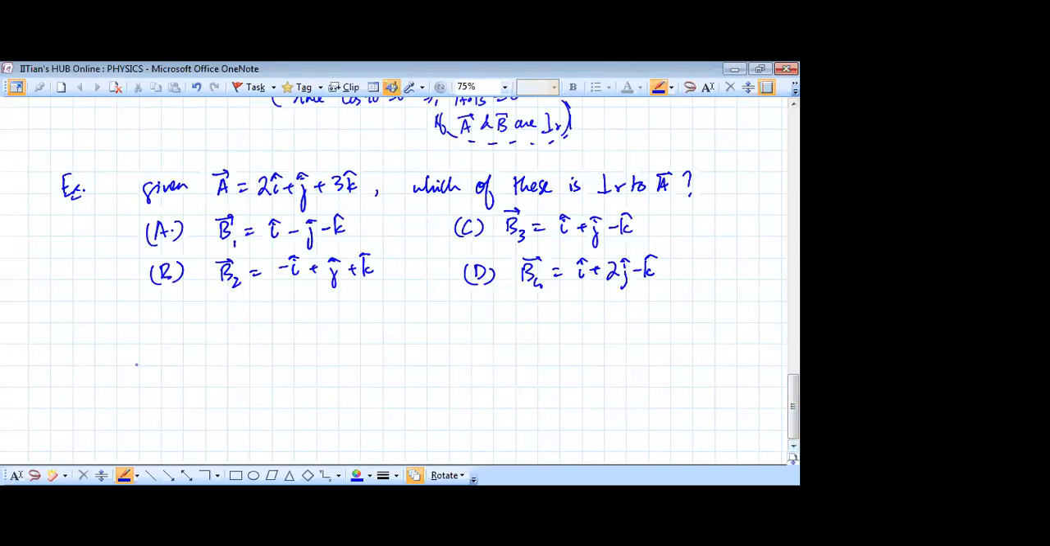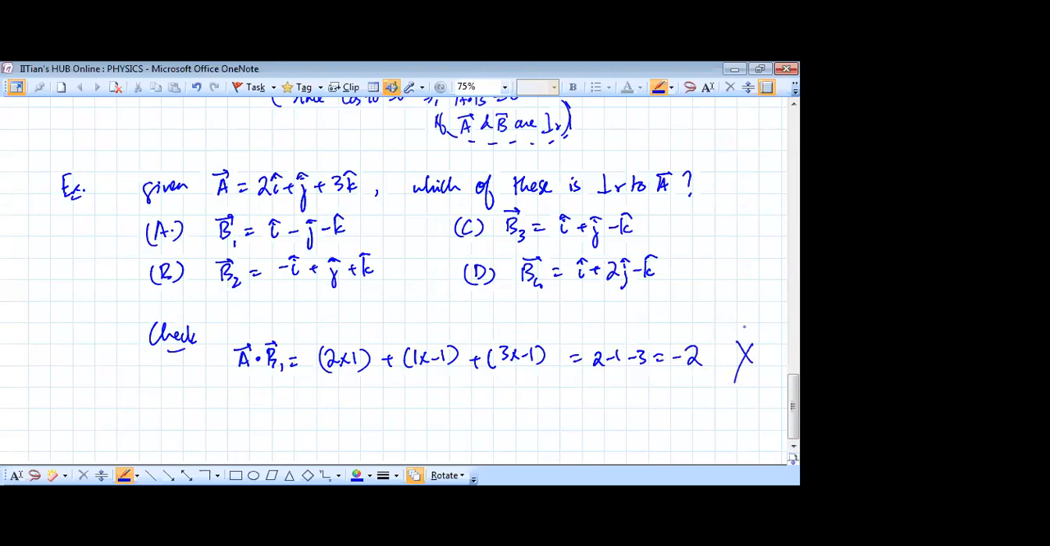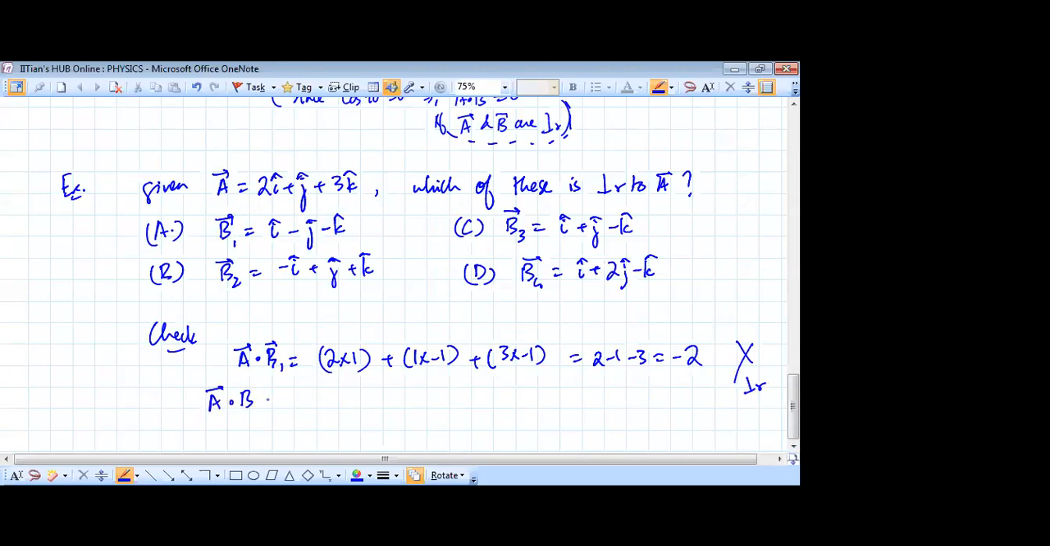So if you check here, A dot B1, for example, will become how much? It is the product of X components, so that is 2 into 1, plus product of Y components, so that is 1 into minus 1, plus product of Z components, so that is 3 into minus 1. So that is 2 minus 1 minus 3. So that is minus 2. That means they are not perpendicular. Okay. They are not perpendicular. Then similarly you check A dot B2, yes, correct.